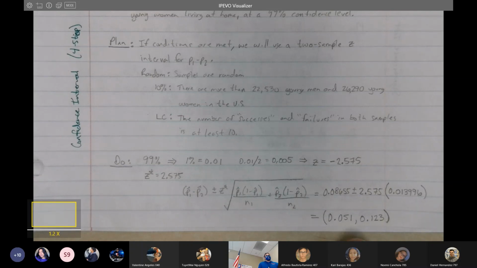You should always list the smaller value first in your interval. It would be incorrect to write this as 0.123, 0.051. The smaller value should always be listed first, so you're going small to large. Okay, so this is our interval.